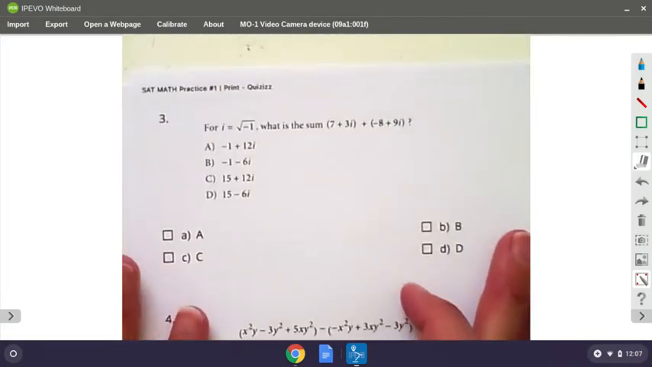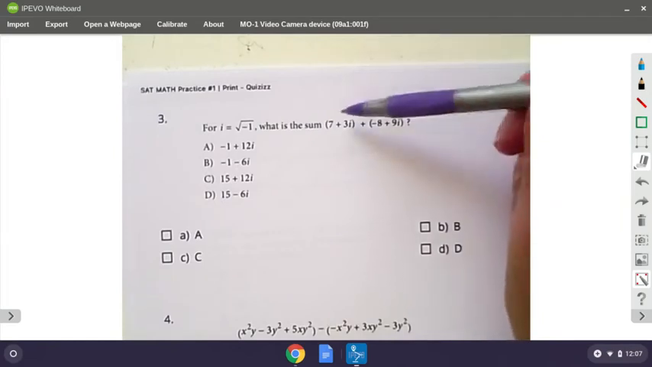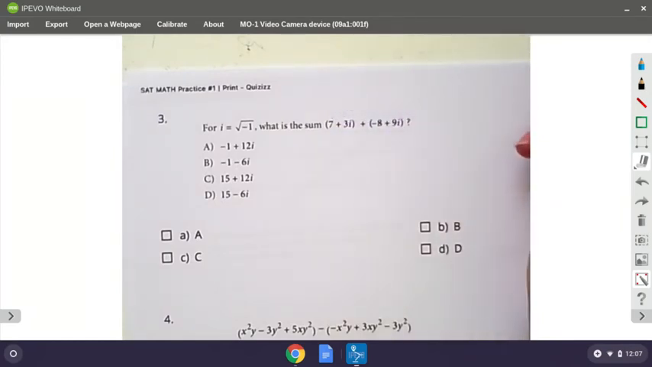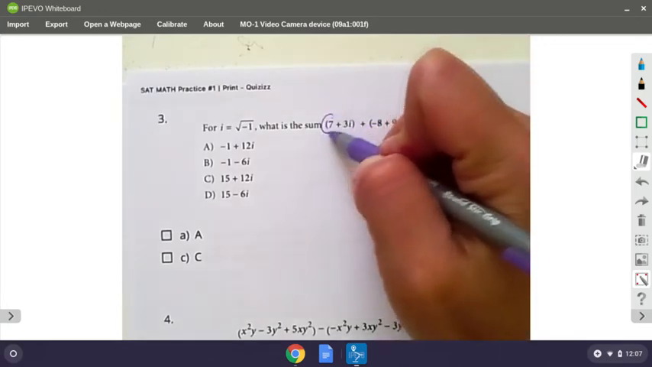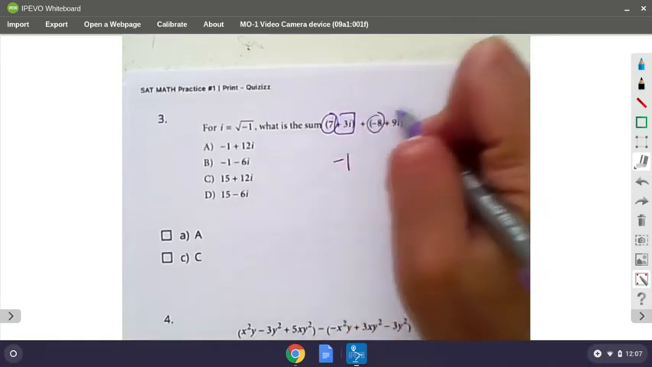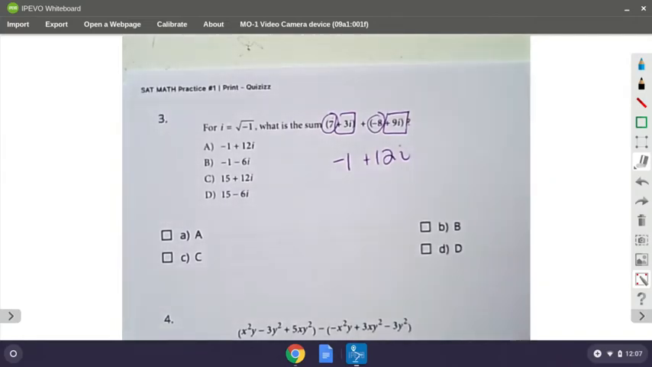Here's number 3. I thought this was cool because we learned this year. So remember with complex numbers, when you have just a regular integer and then an imaginary number, you just combine the integers and then combine the complex numbers. So it's going to be 7 plus negative 8 is negative 1. And then 3i plus 9i is 12i. And that's it. Letter A.